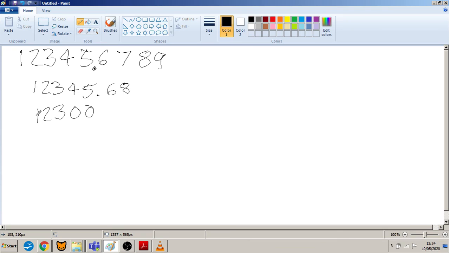Now, quite often you're only going to see significant figures when they're written in standard form. What is standard form?